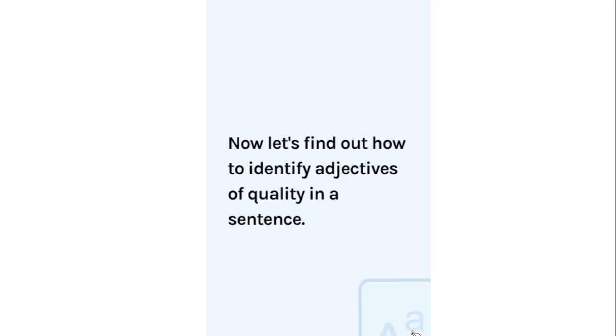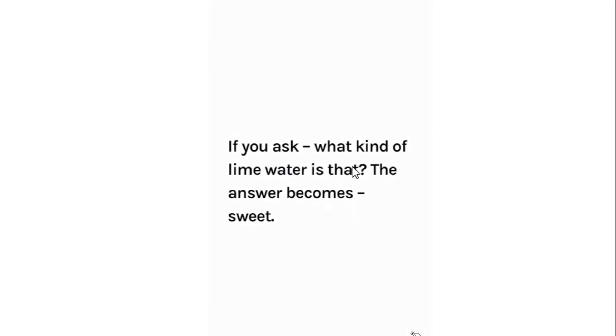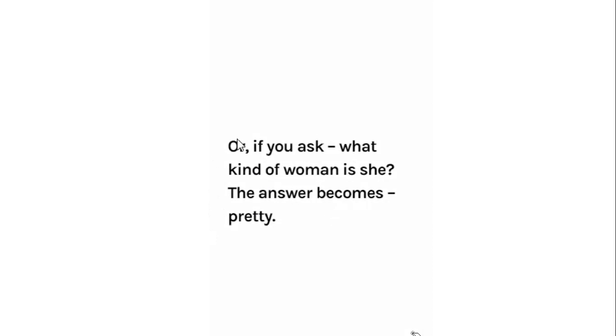Now let's find out how to identify adjectives of quality in a sentence. The question, what kind, is answered by an adjective of quality. So an adjective of quality answers the question, what kind of. That's how we can identify adjectives of quality. If you ask, what kind of lime water is that? The answer is sweet. Or if you ask, what kind of woman is she? The answer becomes pretty.